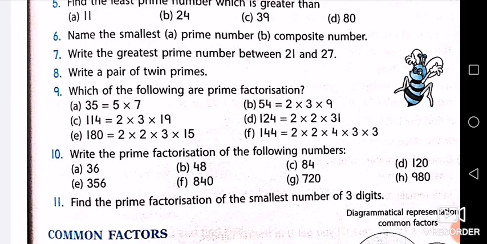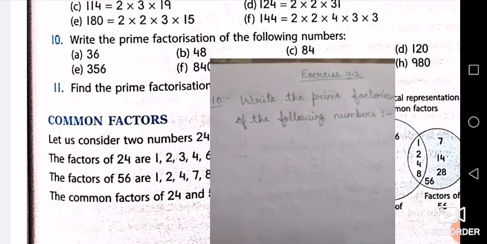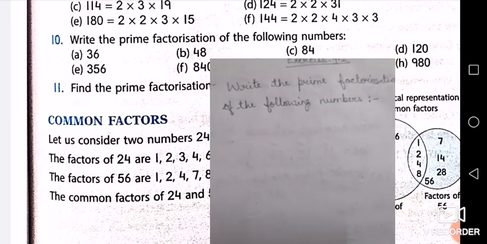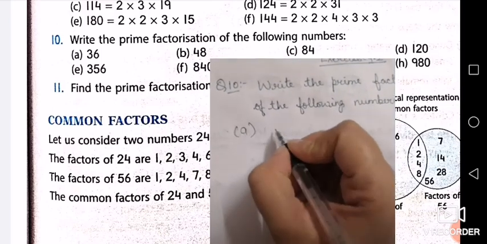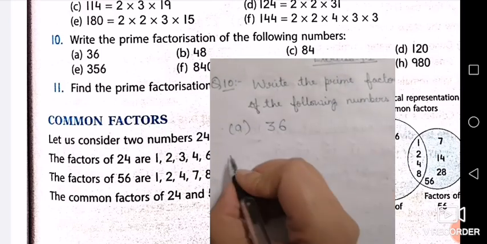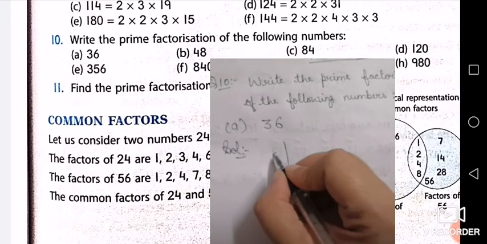Now we'll see how we will find prime factorization, which we have seen in the beginning of the video. How we can find the prime factorization by division method. So let's start question number 10. Write the prime factorization of the following numbers. Now A part we have, that is 36. So in the solution we will start with the first prime number, that is 2.